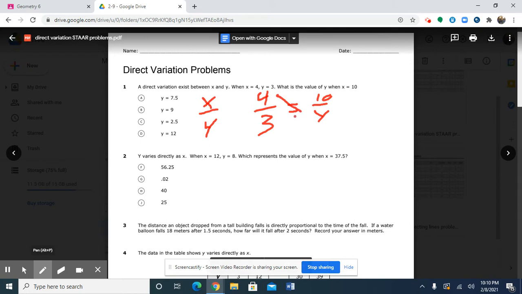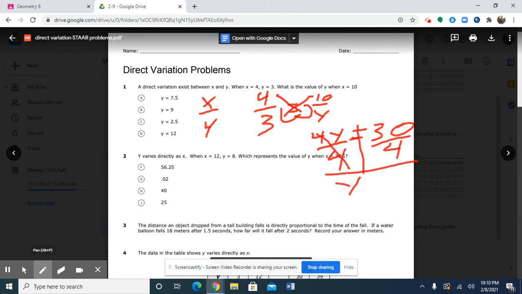What we're going to do is cross multiply. And so we have 4 times y, which is just going to be 4y, and then 10 times 3, which is going to give us 30. Now for y, to leave the y by itself, we are going to divide by 4 on both sides. That's going to cross out the 4, and we are left with 30 divided by 4, which is going to be equal to 7.5. So the answer would be A.